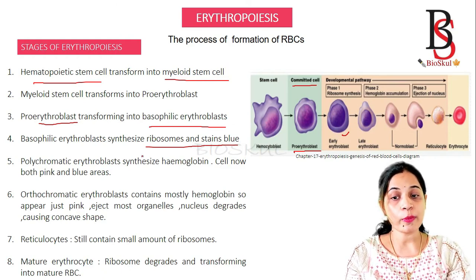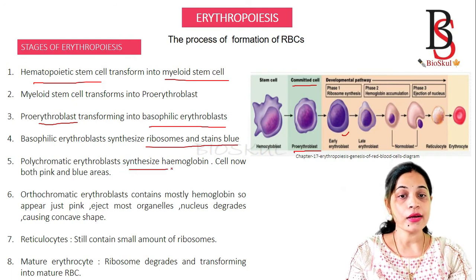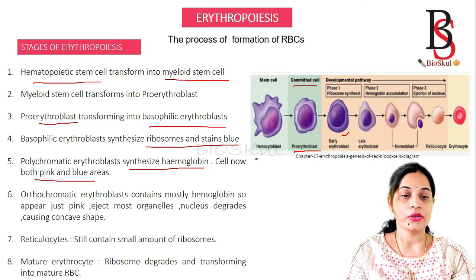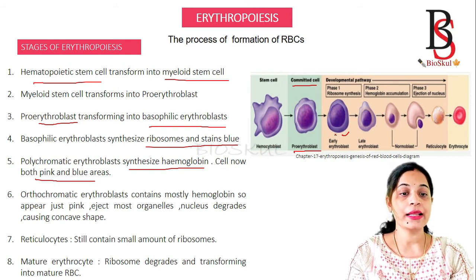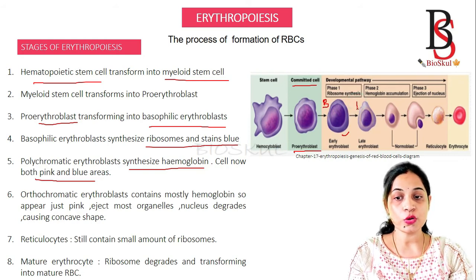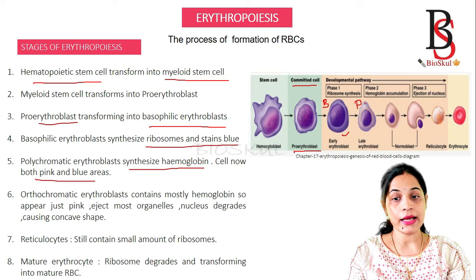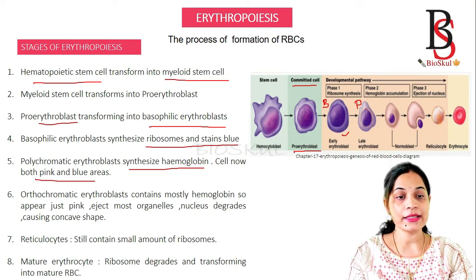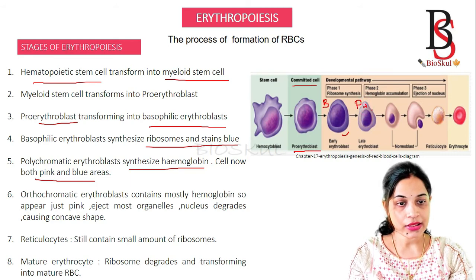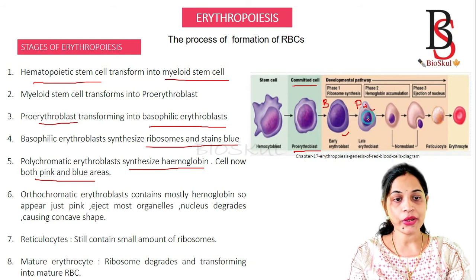Then the polychromatic erythroblast synthesizes hemoglobin and the cell now has both pink and blue areas. So first the proerythroblast transformed into the basophilic erythroblast, which synthesizes ribosomes and stains blue. Then the basophilic erythroblast transformed into the polychromatic erythroblast, which synthesizes hemoglobin and looks both pink and blue. You can see this is the pinkish area and this is the blue area.